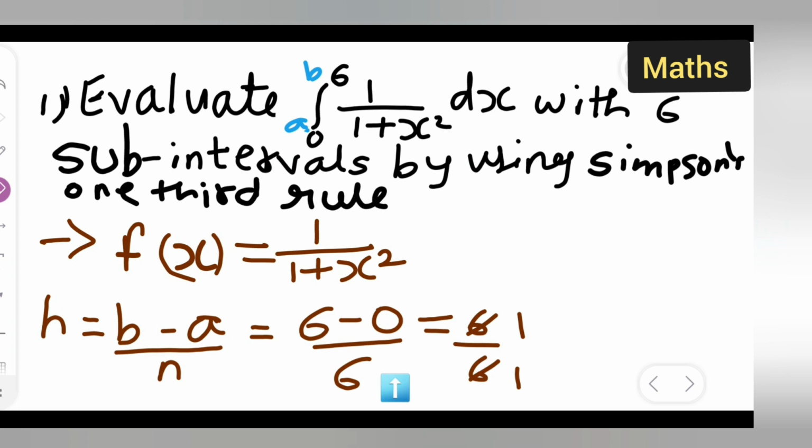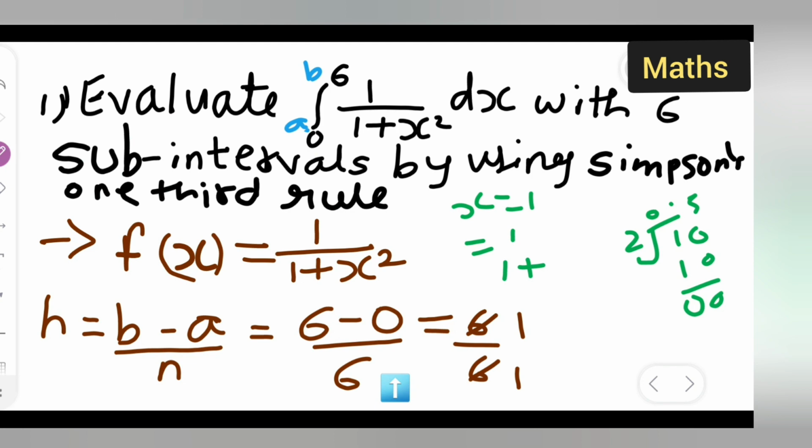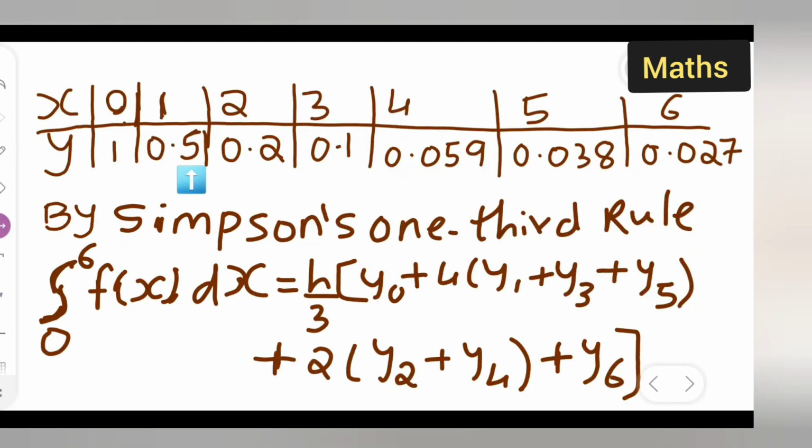If you replace x by 1, you get 1 upon 1 plus 1 the whole square, which means 1 upon 1 plus 1, which means 1 upon 2. If you divide 1 by 2, you will get 0.5. I hope you all know how to divide this. So this is how you get 0.5.